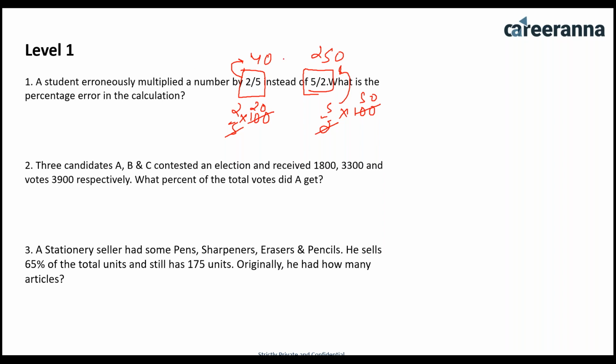Okay. Now I have to find out the error. So this is the difference, right? Which is 210. So the error part is 210. I have to calculate the percentage error. So I have to take 250 as the denominator because the correct value is 250. The question says that instead of 5 by 2, that means instead of 250, he took 40. So the correct value is 250. That's why I took 250 in the denominator. Now I have to multiply this by 4 to calculate percentage. So this is 84%. I think it is clear to all now.